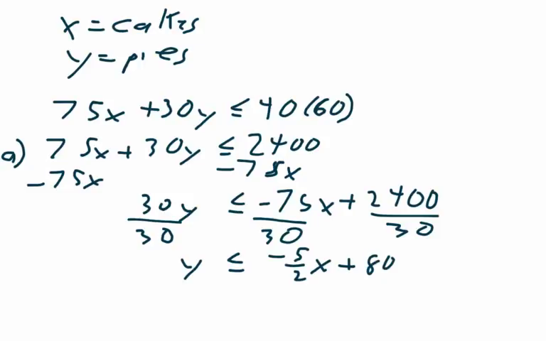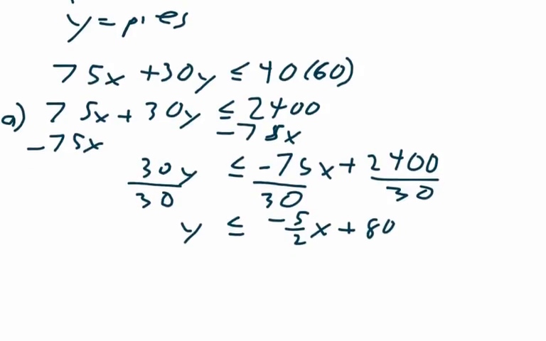Now in part B it says write an inequality for the restriction on the pies Ingrid will be making, and it says Ingrid does not want to make more than 60 pies in 1 week. So my answer for B is simply y has to be less than or equal to 60. I don't know why I wrote 70. And that's my answer for B.